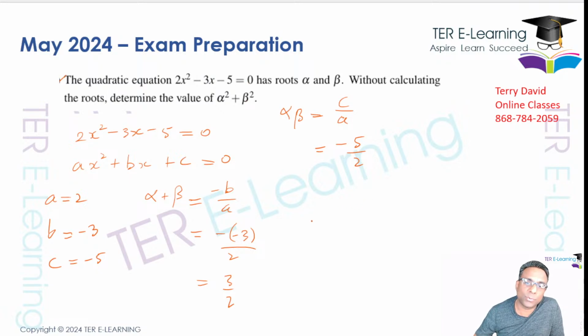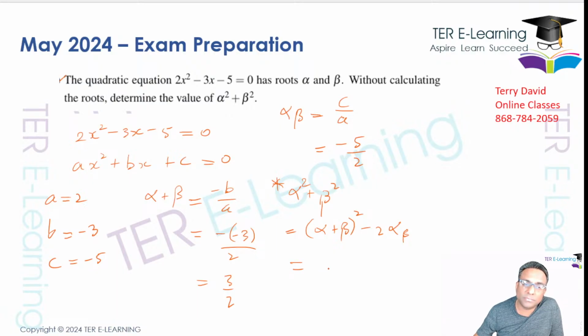Now the question wants us to work out alpha squared plus beta squared. I would have given my class this formula, and you need to know this. Alpha squared plus beta squared is the same as saying alpha plus beta all squared minus 2 alpha beta. This is something you should have learned off, because it is a common question that they do bring. So to find alpha squared plus beta squared, I'm going to use this identity here.